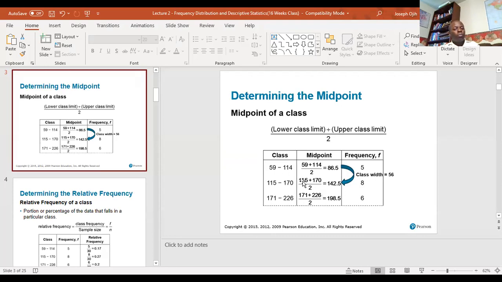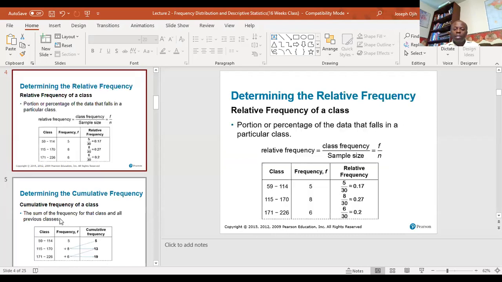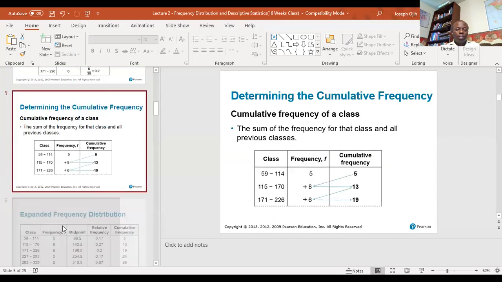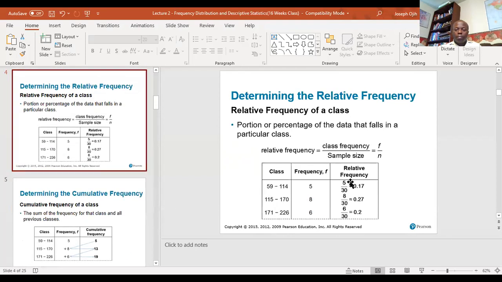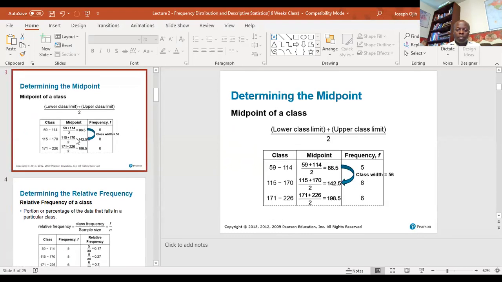Or you can continue by adding and dividing by 2. That will give you the class width. And this is what I got for the class width. So you keep getting it. It was my mistake. So we continue, and we get the rest of them.